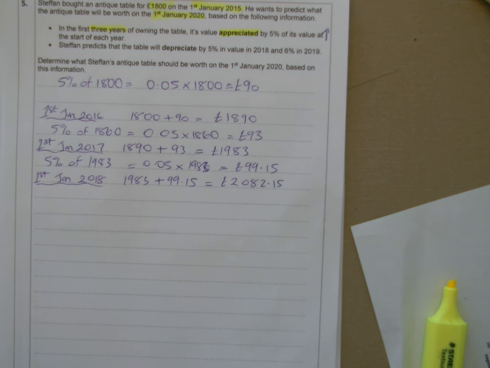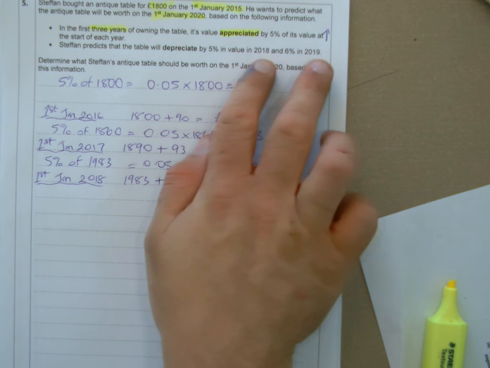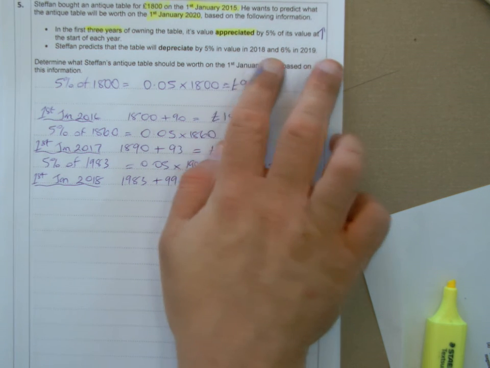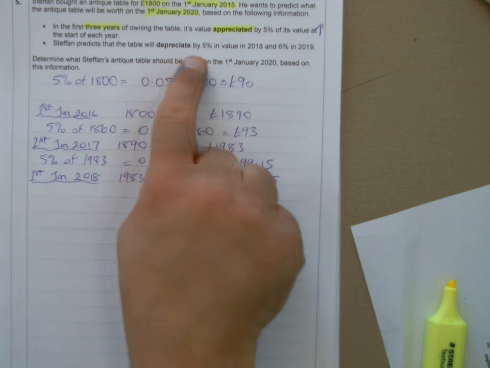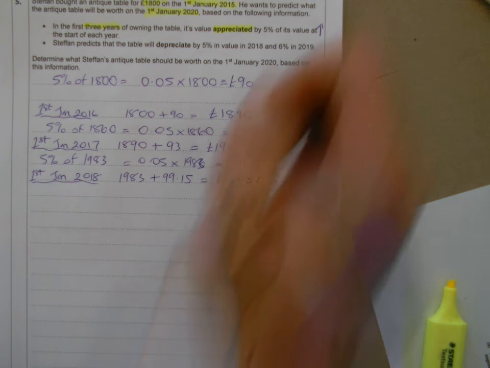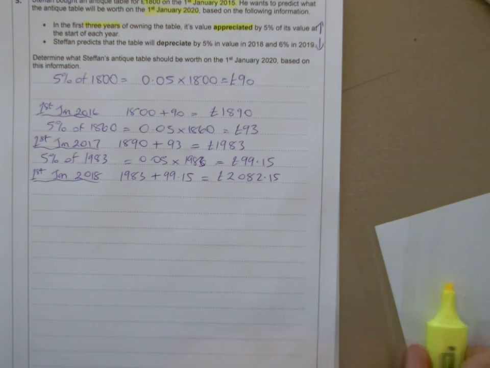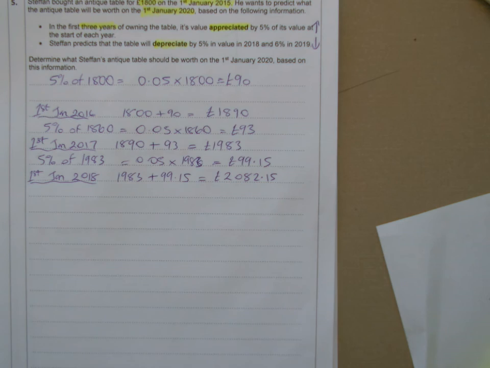Second bullet point. It says that Stefan now predicts that the table will depreciate by 5% in value in 2018, 6% in 2019. So now we're looking at the future, aren't we? And we're looking at this year now, 2018. It's not complete yet, so he's predicting it will depreciate, and then next year it will depreciate by 6%. Depreciate means goes down. It sounds very similar to decrease, doesn't it? Decrease, so it goes down by 5%.